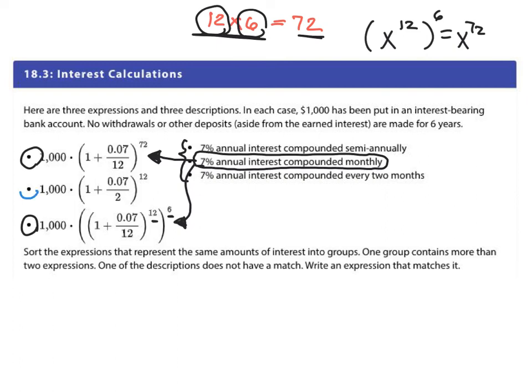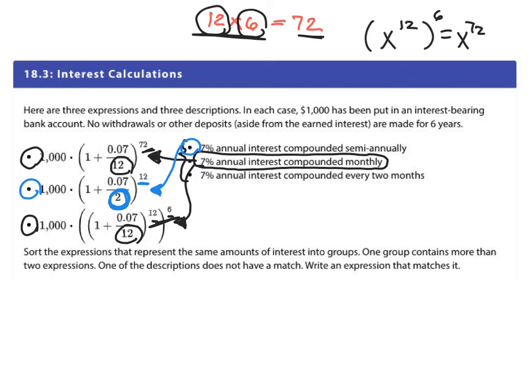So this second expression here, I'm going to use some blue. That is an example of 7% annual interest compounded semi-annually. Semi-annually would be twice a year, for 6 years. Go back to here, we're compounding it semi-annually, which is twice a year. So that would be an example of that one.